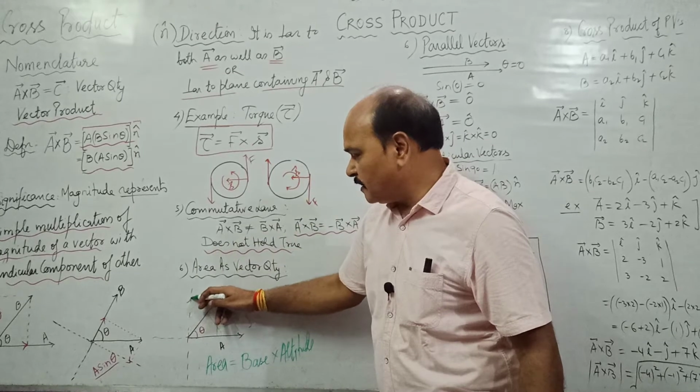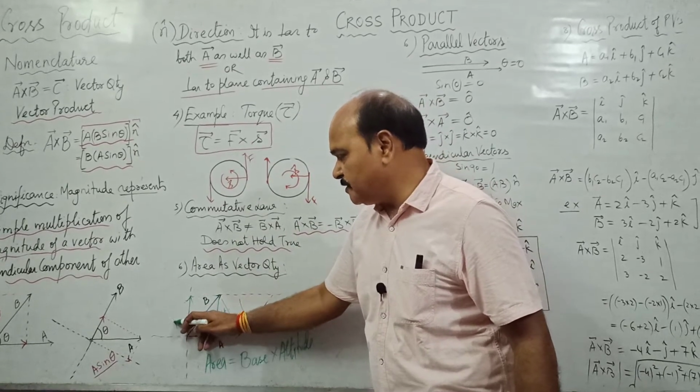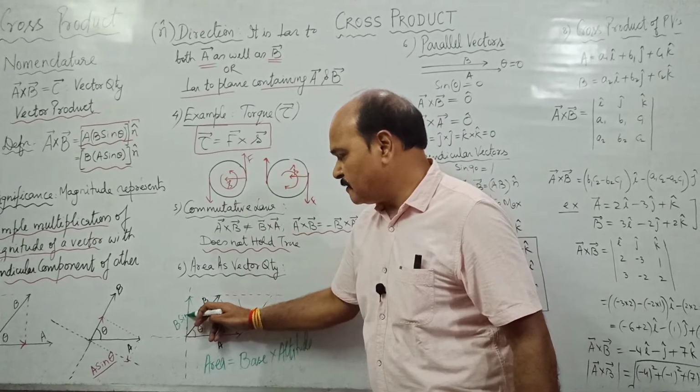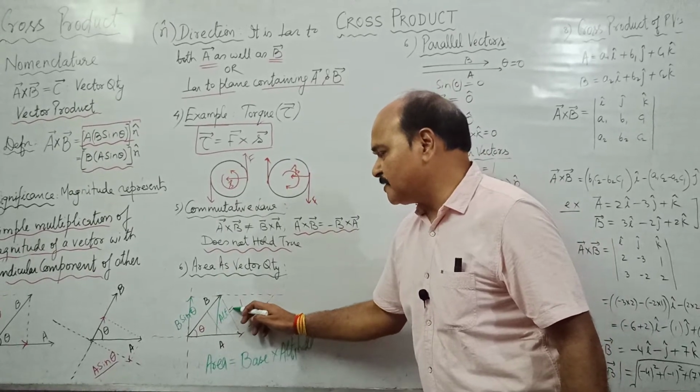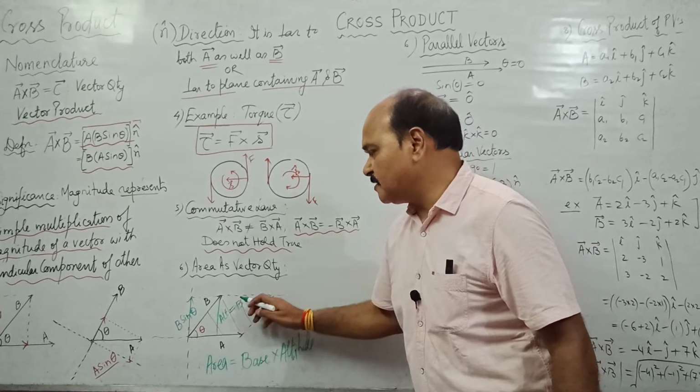So where is this B sin theta? B sin theta is like this. This is B sin theta. And you can see that this B sin theta is same as this altitude. What is this altitude? This altitude is same as this B sin theta.